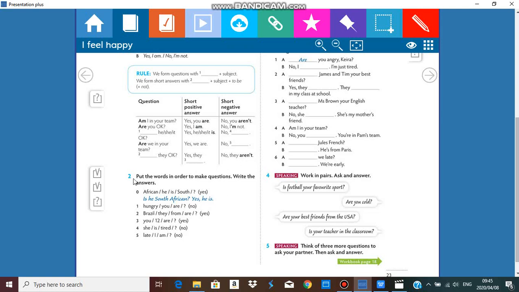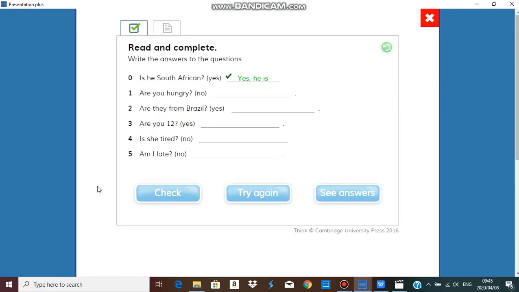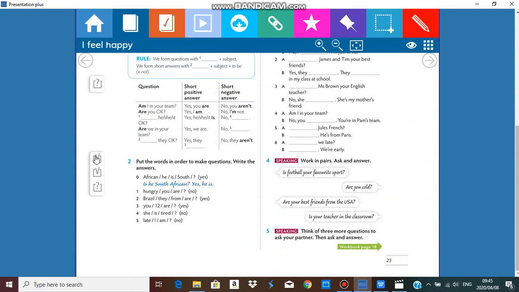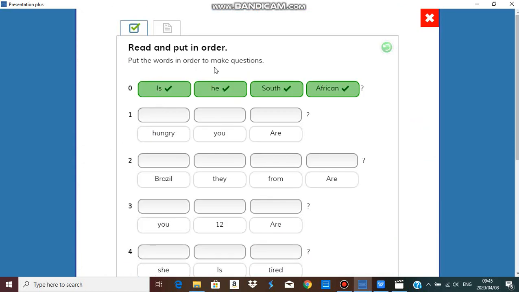So, did you get it? Let's try. Write the answers to the questions. Oh, so that's the second one. Let's go to the first one. The first one says, make the questions. Put the words in order to make questions. So the first one is done for you. Is he South African? Now, you've got hungry, you, and are. Which one will you start with? We'll start with are you hungry? Are you hungry? Brazil they from are. Start with are.